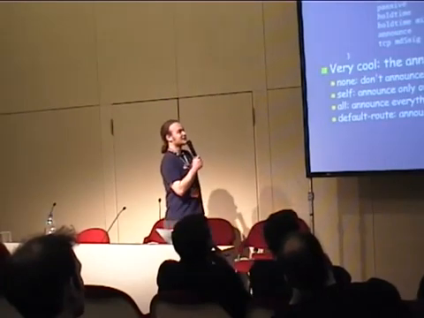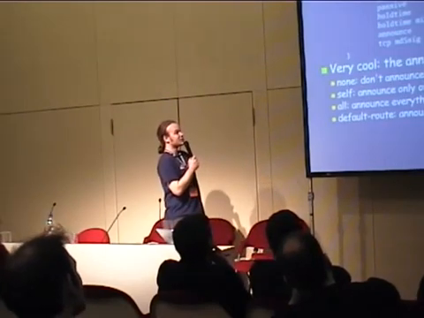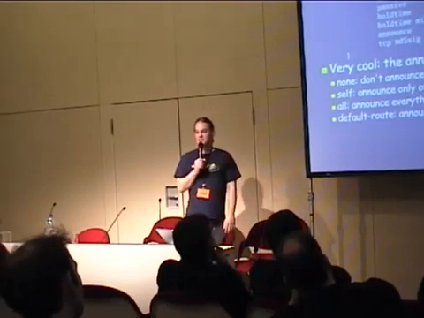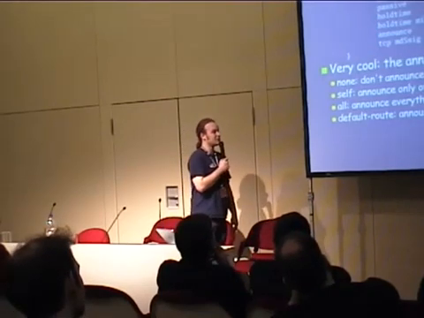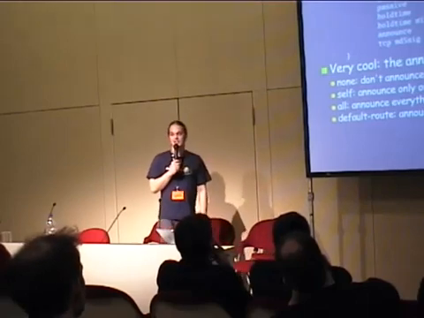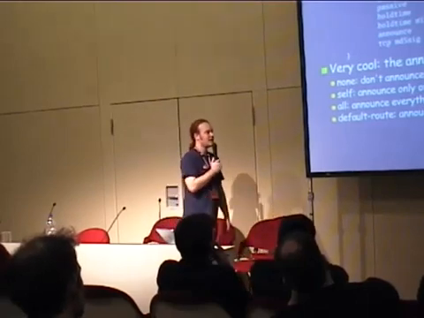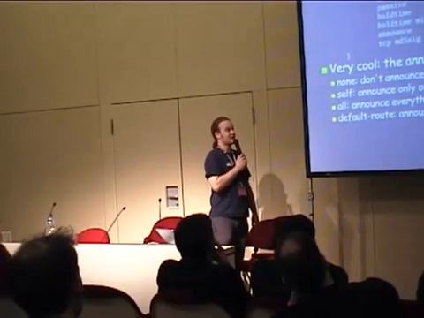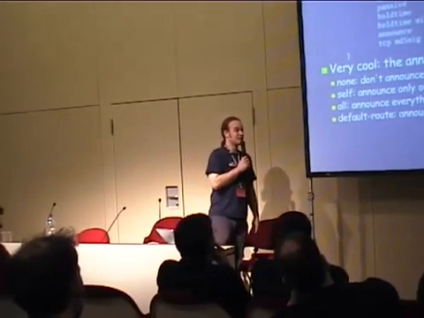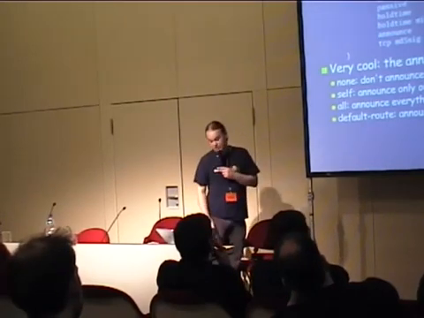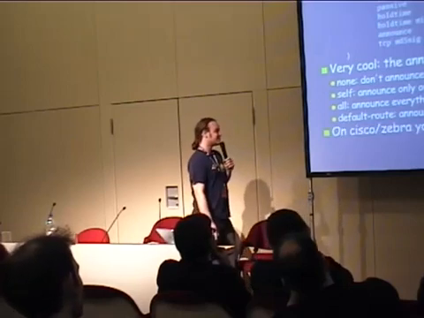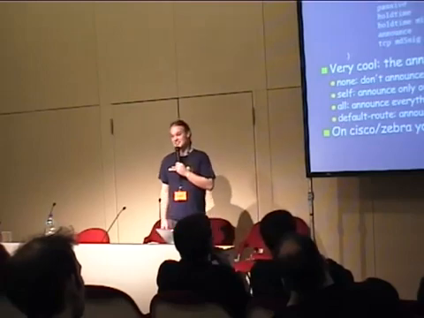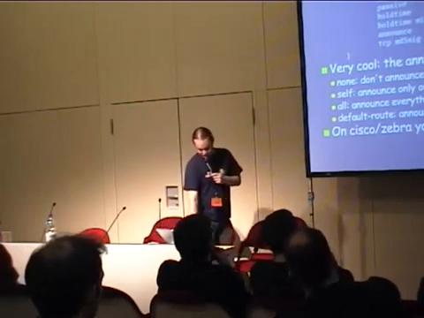Really cool is the announce keyword. You can set it to none, which means we're not going to announce any networks to that peer. Or you can set it to self, which means we are going to announce all networks from our own AS. Or you can set it to all, announcing everything we know. Or default-route, then we're going to announce a default route and nothing else. This is very cool because on Cisco and Zebra, you need to write complicated filters for that, and here it's just one keyword.